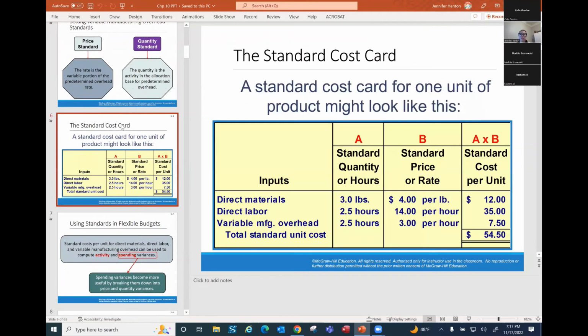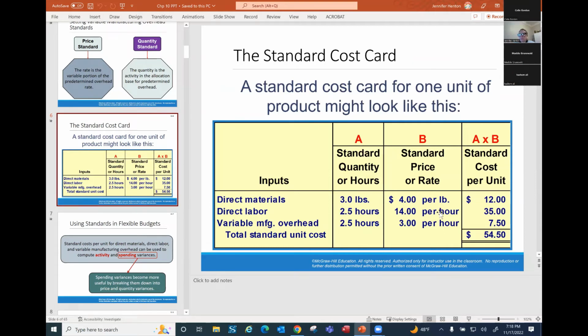So that's all of our standards, and this is an example of a standard card, what it would look like. So we have some inputs. We have direct materials, direct labor, manufacturing overhead, and so we have A and we have B, and then we multiply A and B together. So A is our standard quantity, or the standard hours if we're looking at labor. So we have 3 pounds of material, and then we look at the standard price or the rate. It's $4 per pound, and I can calculate that by multiplying it together to come up with my cost per unit. For my labor, I'm doing the same thing.